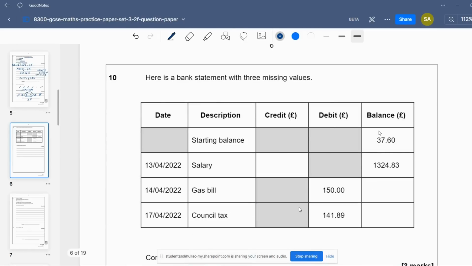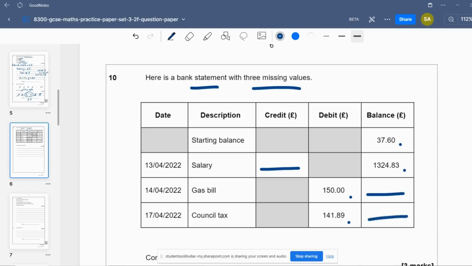Here is a bank statement with 3 missing values. The starting balance is 37.60. After the salary comes into the bank account, the balance is 1,324.83. Then you pay the gas bill, which is £150, and the council tax, which is 141.89. We need to work out the values which are missing.